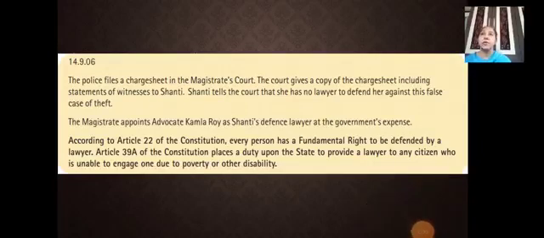So this is what you have seen. According to Article 22 of the Constitution, every person has the fundamental right to be defended by a lawyer. In case they are not able to hire a lawyer, at the government's expense, a lawyer will be provided to any citizen who is unable to engage one due to poverty or any other disability that may arise in that situation.